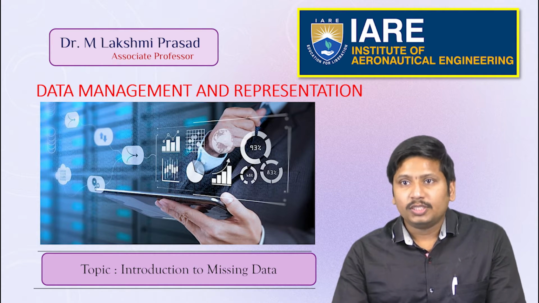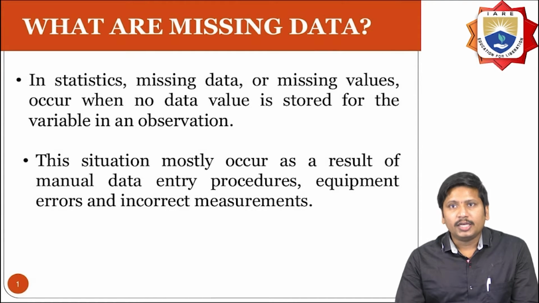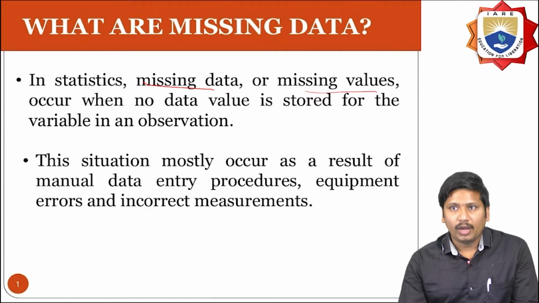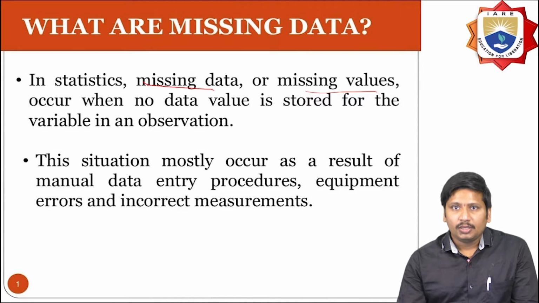Before we see how to handle it, let's see what missing data actually is. In statistics, missing values occur whenever no data value is stored for a variable in an observation. The data may be in the form of a value, and it may be missed while we gather the data from the various sources. That data is stored in a variable, but sometimes it may be missed.